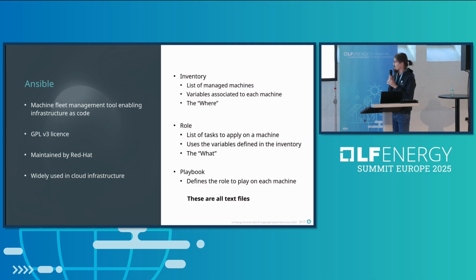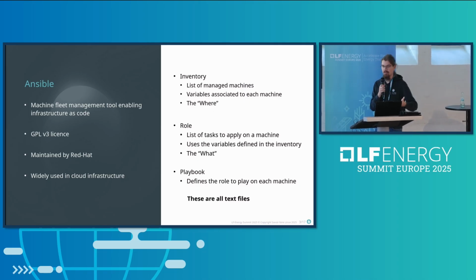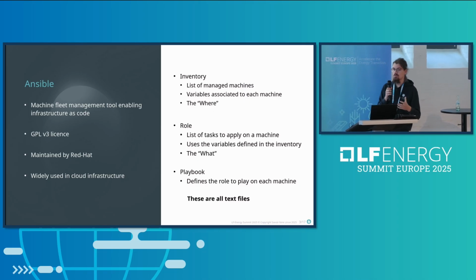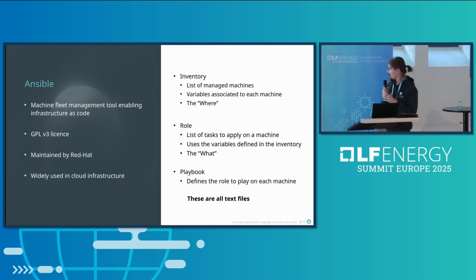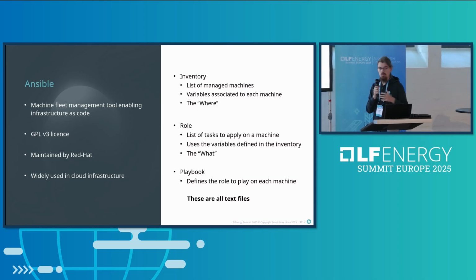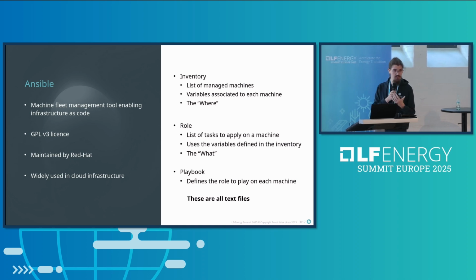And Ansible relies on 3 concepts, 3 types of files. The first one is the inventory. It's the list of the machines you have. It's basically the where. Where do you want things to happen? With these machines, you have variables that you will be able to use to configure the machines. Second, you have the role. The role is a set of tasks. So it's what you want to do on your machine. And it uses the variables defined in the inventory.